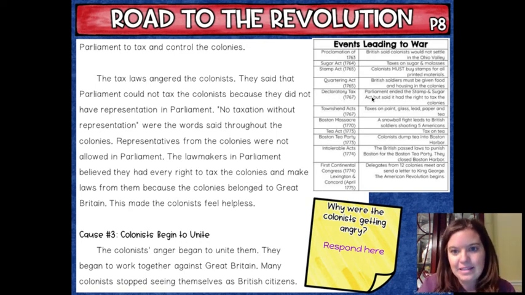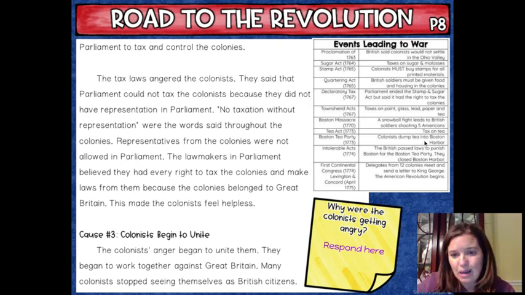Declaratory tax. Parliament ended the Stamp and Sugar Act, but they said they had a right to tax the colonies for anything else. And then they did the Townshend Acts, which were taxes on paint, glass, lead, paper, and tea. So then they were like, just taxing everything. Then we have the Boston Massacre, the Tea Act, which is the tax on tea. Then they have the Boston Tea Party, which is 1775.